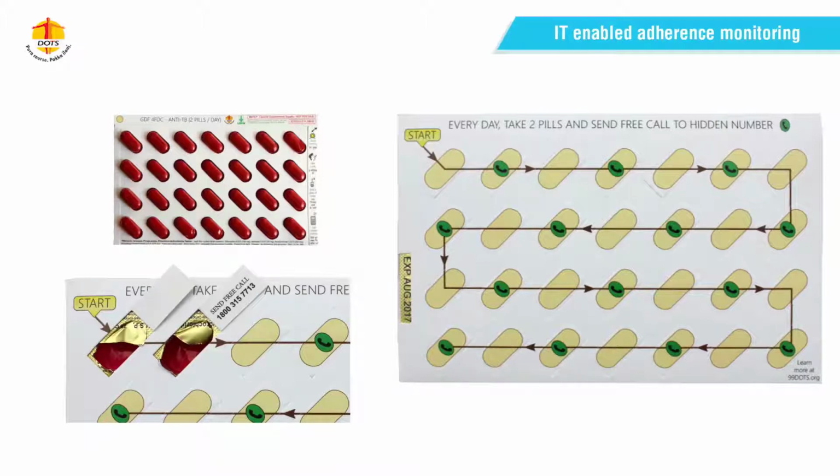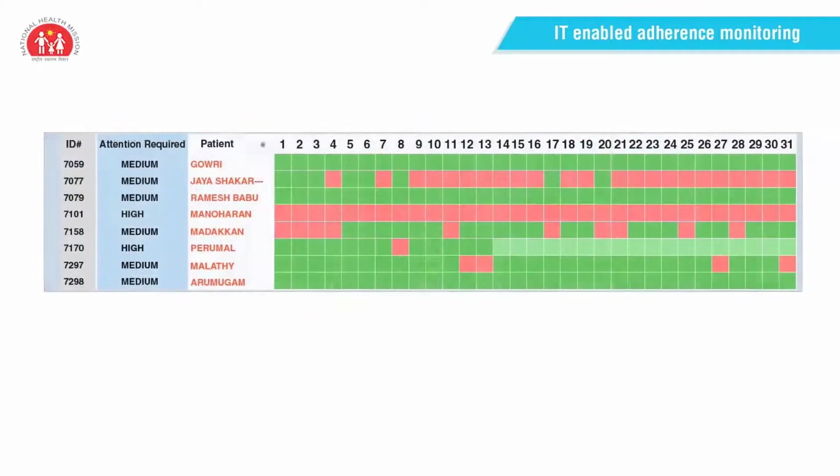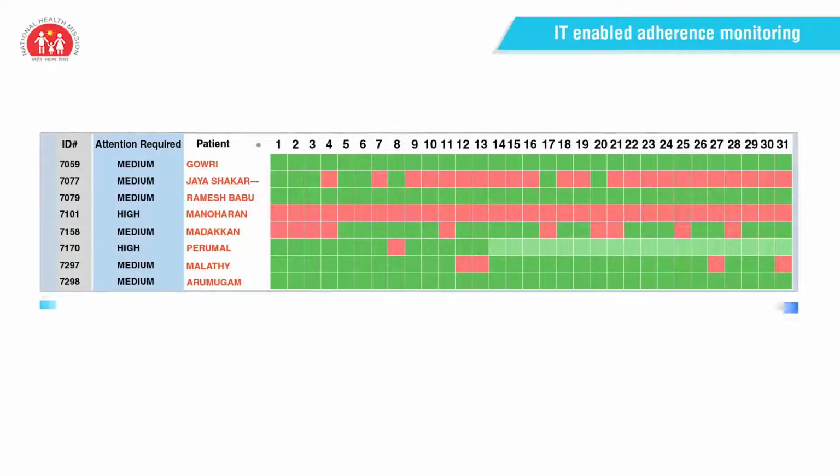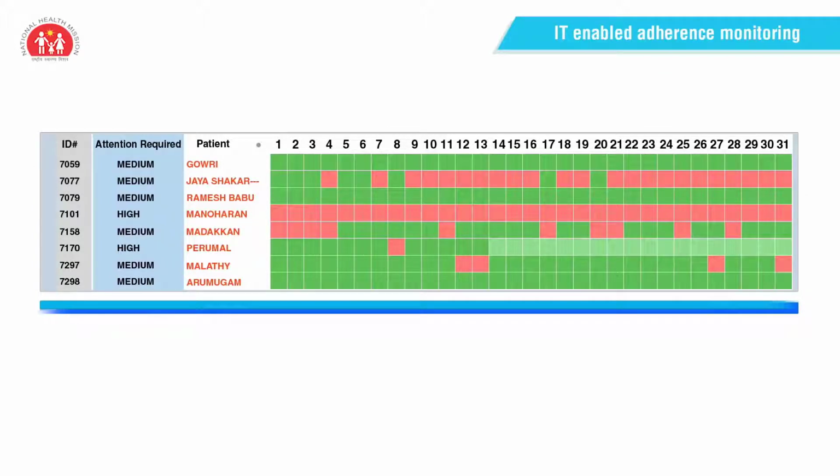And on the system, the treatment supervisors, the district TB officers, the state TB officers, and the caretakers would all be able to see the progress of each of the patient. The red marks that you see are the days when a call did not come from that particular patient. A green mark indicates that the patient has made a call on that particular day.